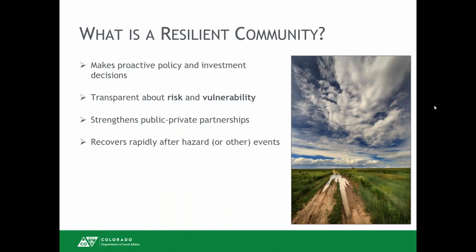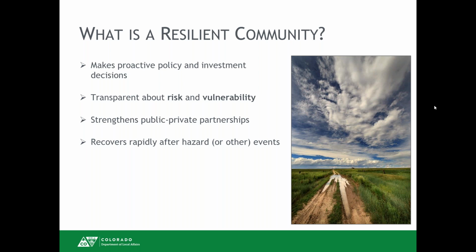So just kicking things off, we talk about a resilient community. A resilient community really is a community that makes proactive policy and investment decisions. Local policies that are designed and adopted to support and safeguard the community and assets are really critical to long-term viability. Also, a resilient community is very transparent about risk and vulnerability and understands the hazards that exist, in addition to where they exist and who and what populations are at risk.